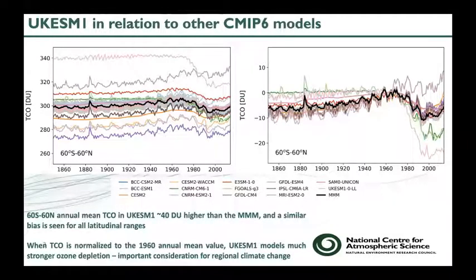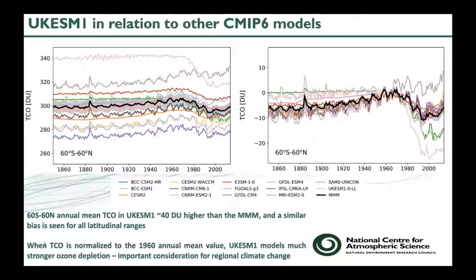Okay, so that's what we see when we make our multi-model means, but when we look at the models separately, we see that these multi-model means hide a really large diversity in total column ozone. And what is immediately obvious as well is that this pink line here, the UKESM1 model, really is significantly higher than the multi-model mean, and all other models submitted to CMIP6.